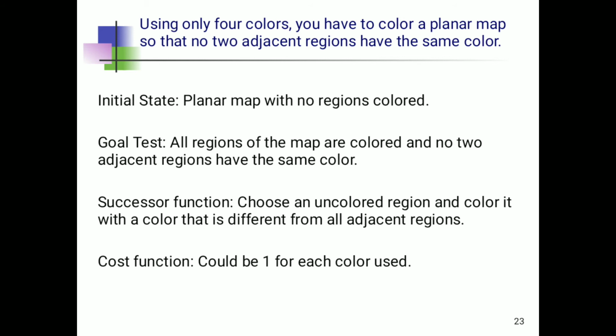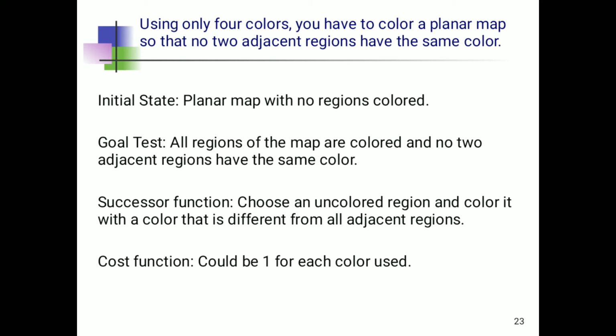Now the next problem is: using only 4 colors, you have to color a planar map so that no two adjacent regions have the same color. This kind of problem can be asked in exam. The example is given and you have to formulate the problem for this. This particular problem is asked many times for 5 marks. So what we have to do in this, we have to use only 4 colors and color a planar map so that no two adjacent regions have the same color.